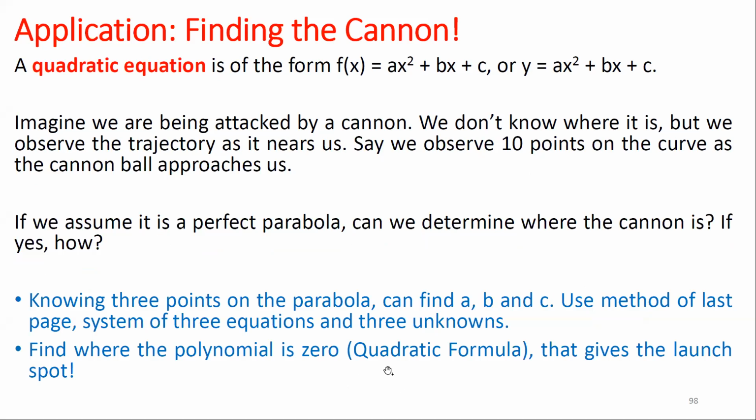That will give us the answer. We'll assume that the cannon is located on the ground, not on a raised hill. We'll just make things simple: it is on the ground, at the same level as us. That's a great way to phrase it.